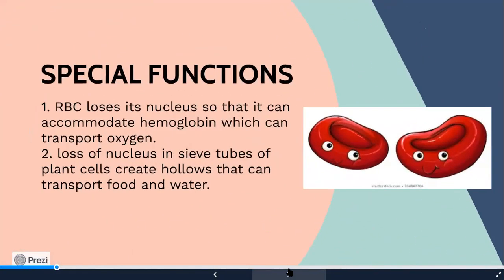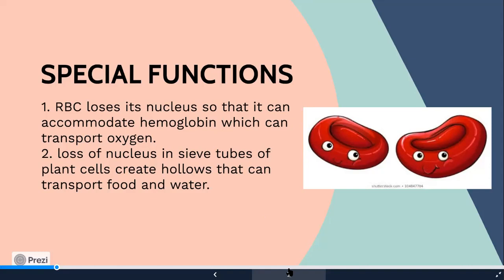And there are other special functions also. RBCs lose their nucleus so that they can accommodate hemoglobin, which can transport oxygen. Now there are some people who have very little hemoglobin, and they don't have that much oxygen in their body, and they are always anemic. When your RBCs are not functioning properly, the hemoglobin is not accommodated, and when hemoglobin is not accommodated, less oxygen is transported, and that's how you become anemic.